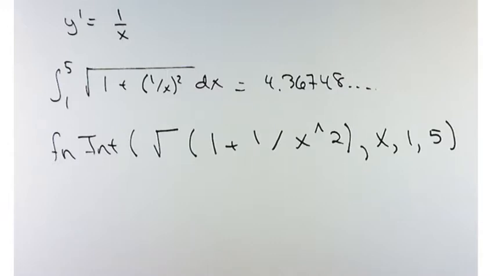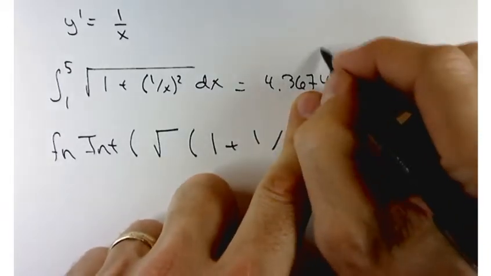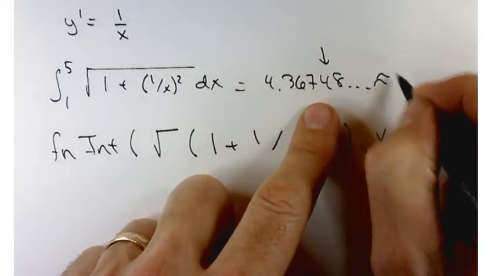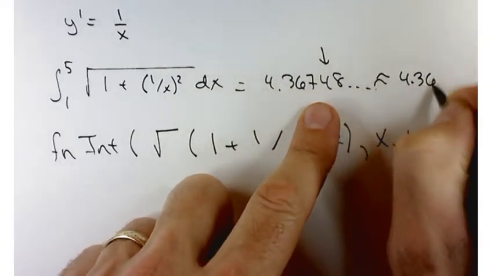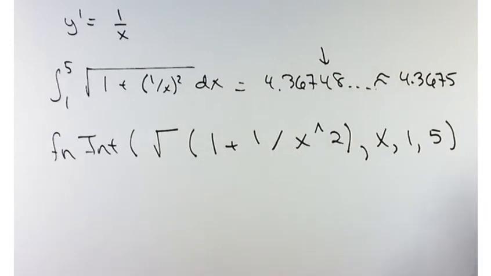Typically, I'll ask for 4. On the test, I'll tell you where exactly I want it rounded to. So if we're rounding to the 4th decimal place, this would be approximately 4.3675. Thanks, Sandra.